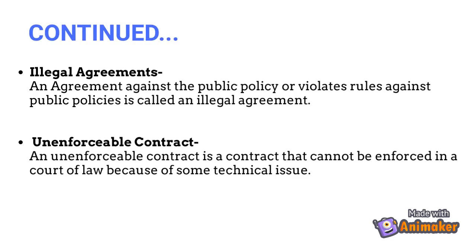Fifth, illegal agreements. An agreement against the public policy or which violates rules against public policies is called an illegal agreement. Sixth, unenforceable contract. An unenforceable contract is a contract that cannot be enforced in a court of law because of some technical issue or glitch.